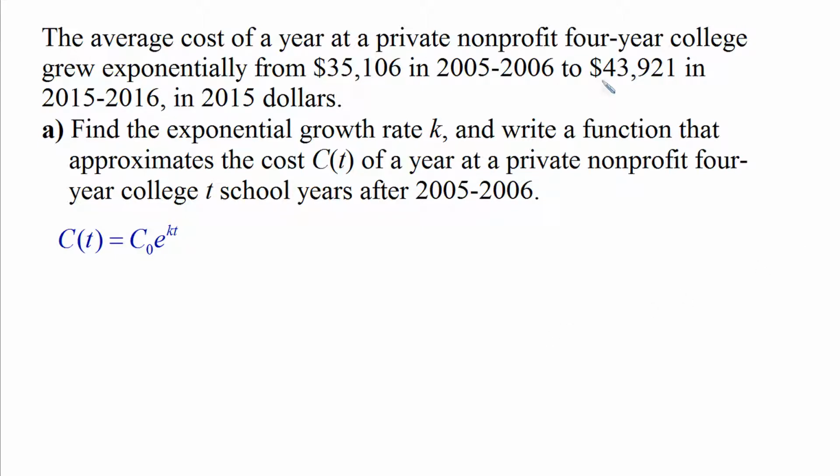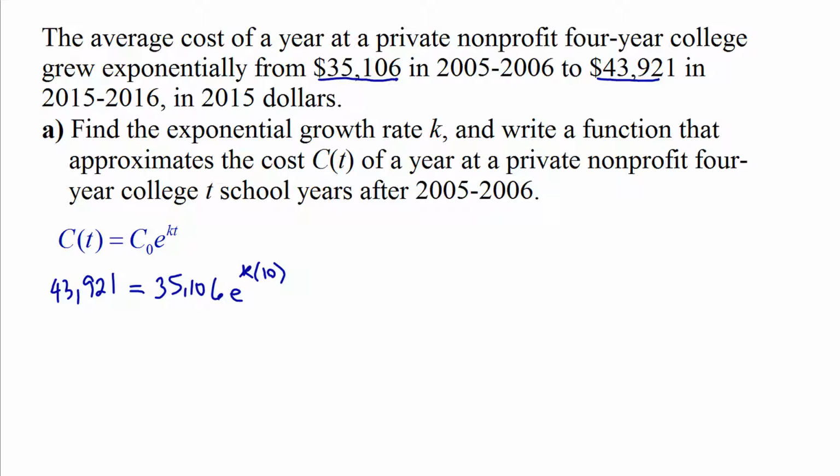We're given that the new amount is $43,921. So for C of t, we'll put 43,921. If we use 35,106 as the original amount, we'll replace C naught with 35,106. We have e to the power k times t. Now t is the number of years that passed between the original amount and the new amount. Well, from the year that starts with 2005 to the year that starts with 2015, 10 years has passed, so we'll let t be 10.